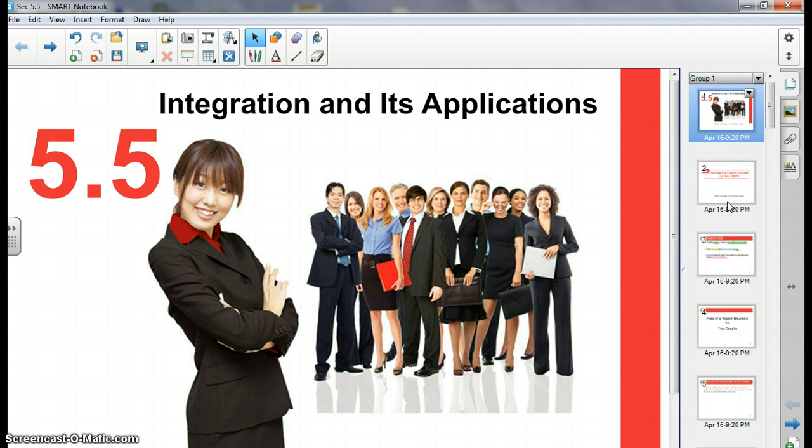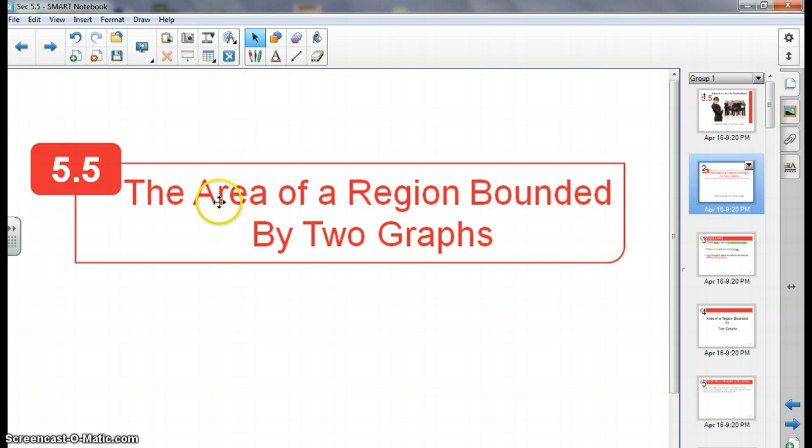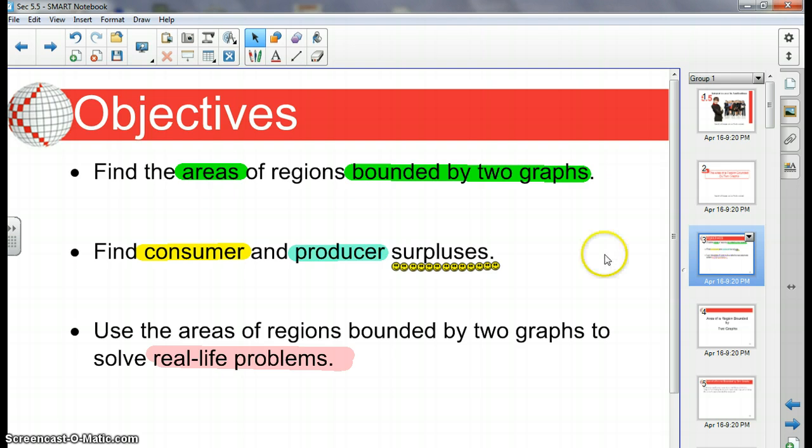And today we're going to continue our discussion about integrating, but this time we're going to integrate between two graphs and find the area between two graphs. We'll also look at consumer and producer surpluses and some real life problems.